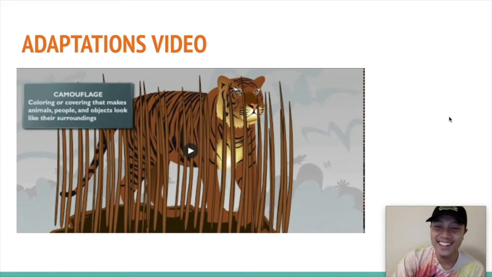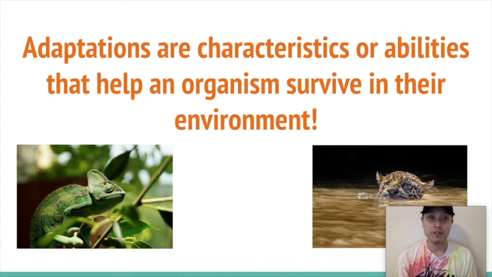Okay, so on to the next thing. The biggest takeaway from this video is that adaptations are characteristics or abilities that help an organism survive in their own environment. Take these two examples. You have your chameleon to your left and then the jaguar to your right. Now, the chameleon has the ability to change its colors with its surroundings so that way it can continue to stay camouflaged, hiding away from predators or even being able to easily sneak up on prey.